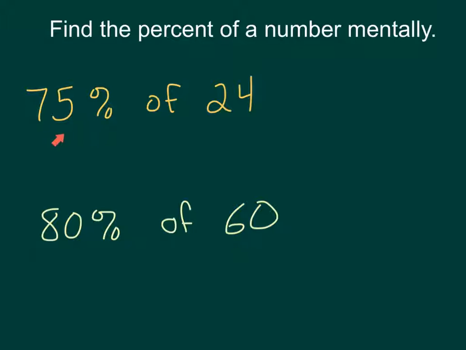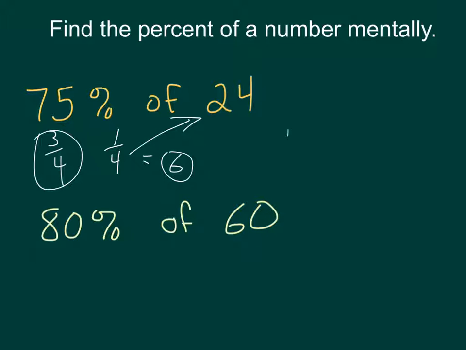So in this problem I have 75% of 24. Now 75% I know is 75 out of 100, but I also know that this is 3/4. Now, I know that 1/4 of 24 would be 6, because 24 divided by 4 would be 6, or if I split 24 into 4 groups, it would be 6. So 1/4 equals 6. If I have 3/4, it's going to be 3 groups of 6, which would be 18.